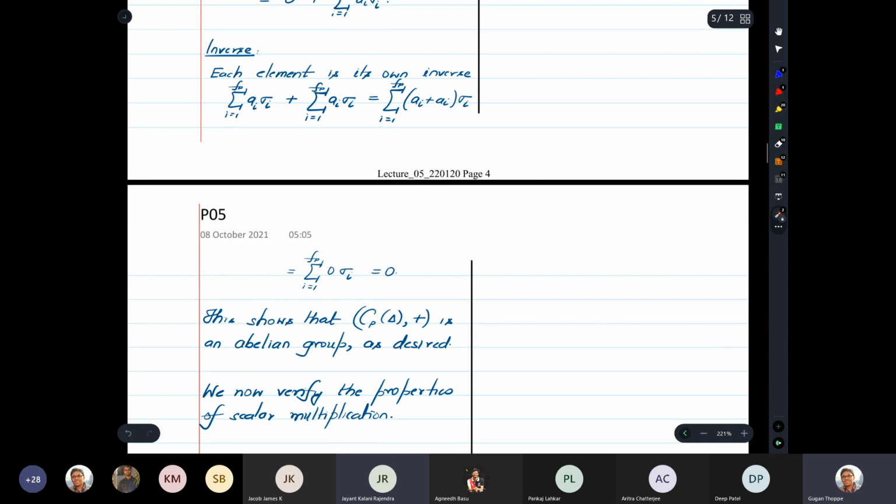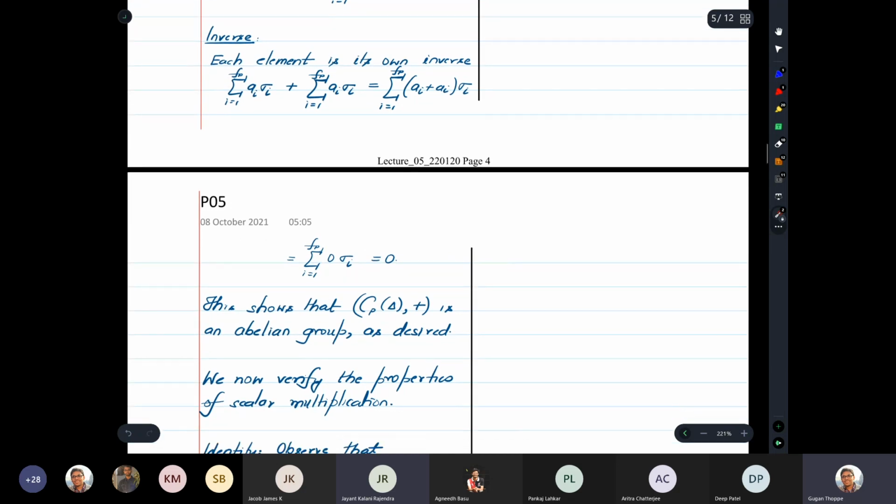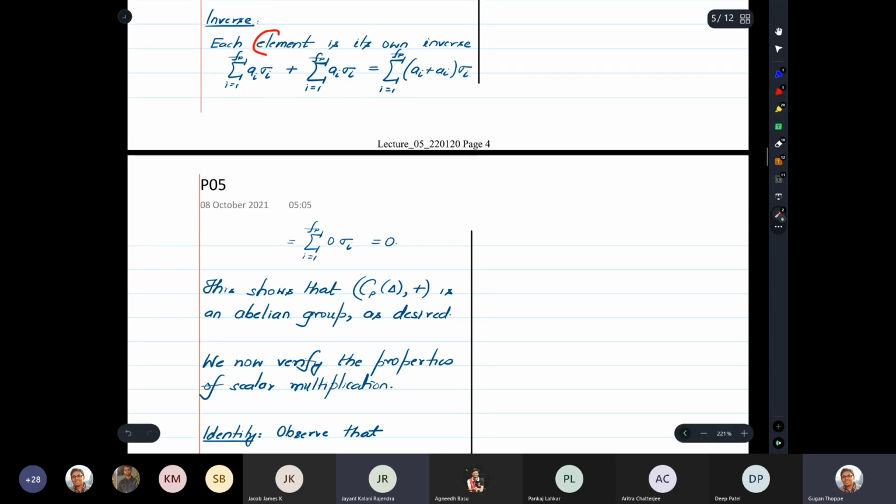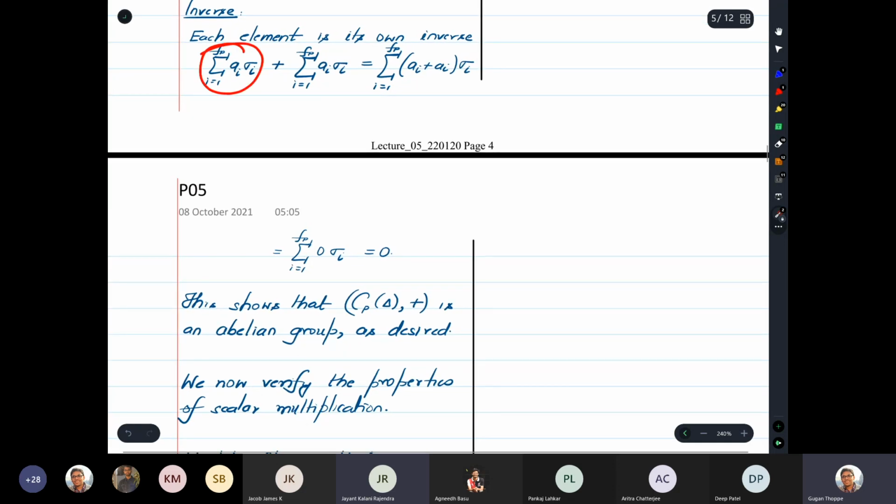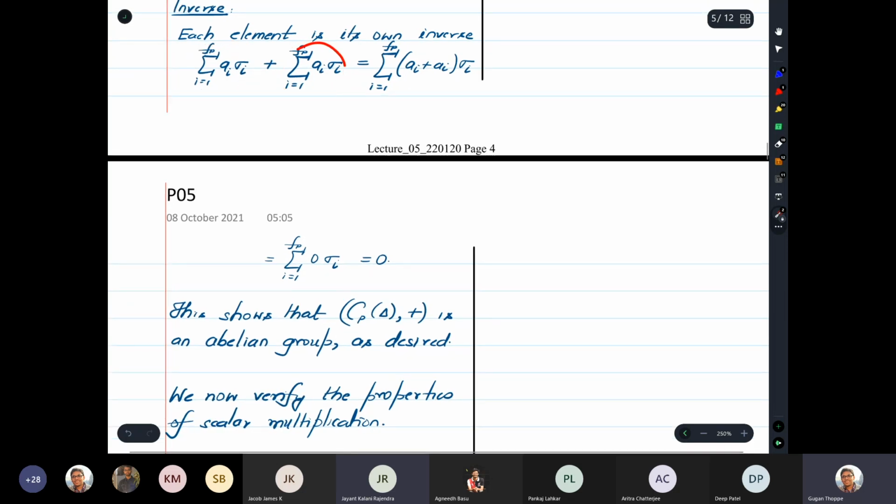The final thing that we have to verify is that there is an inverse element for every element in this set. So the claim is that every element is its own inverse. Let's just verify. You take this element and add it to itself. From the rules of addition, I hope you agree that we would end up with summation i equals 1 to fp ai plus ai sigma i.